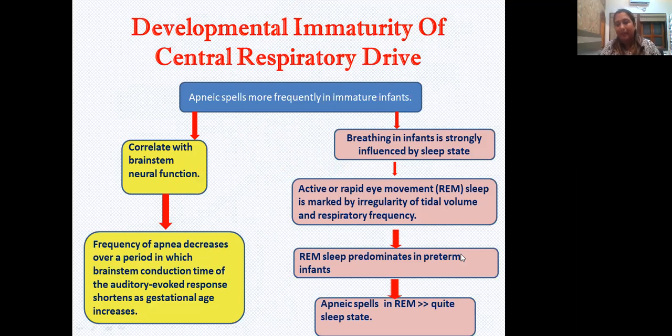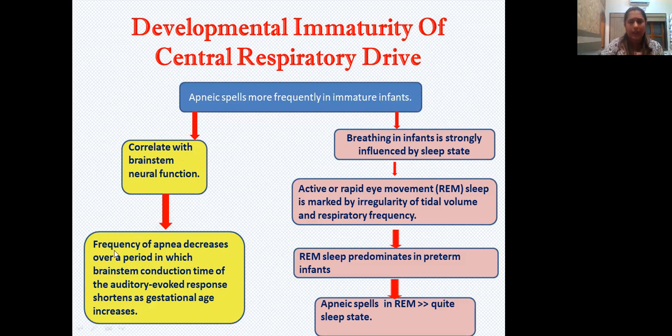So this is the first point under pathogenesis, that is the developmental immaturity of the central respiratory drive. The CNS in preterm babies is immature, proper myelination has not taken place. So apneic spells are more frequently seen in the immature infants. Why? This mainly correlates with the brainstem neural function. As the brainstem neural function has not developed appropriately as per age because of the prematurity, there are going to be more apneic spells.